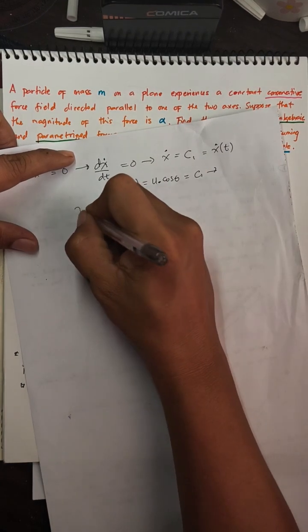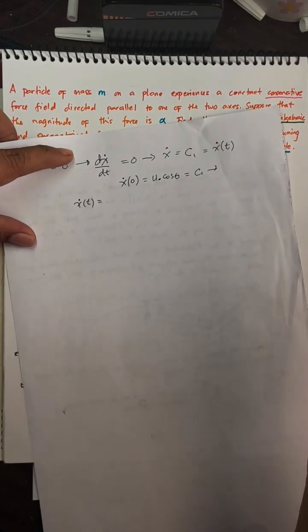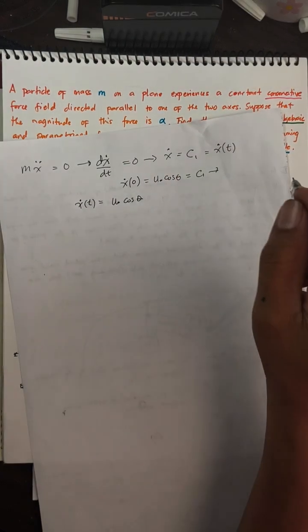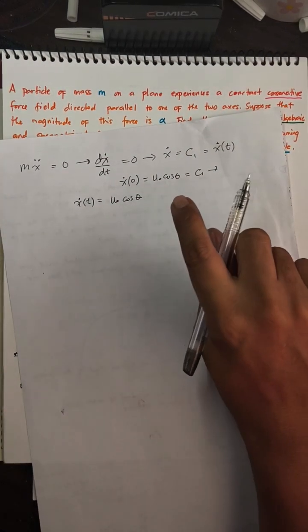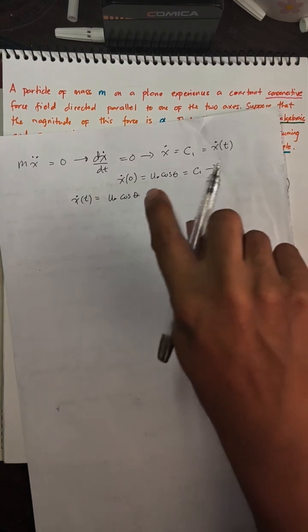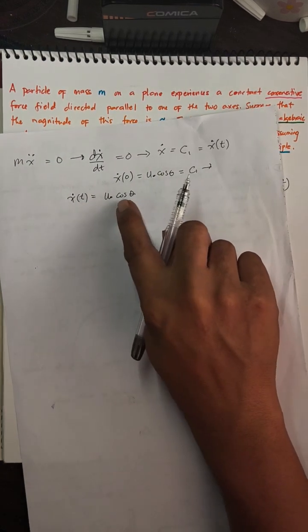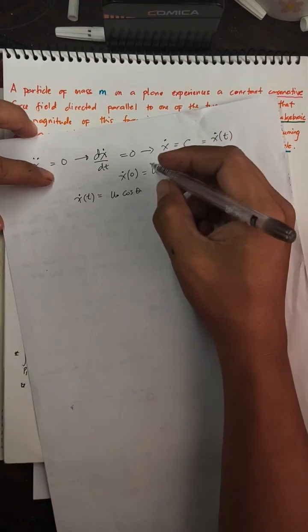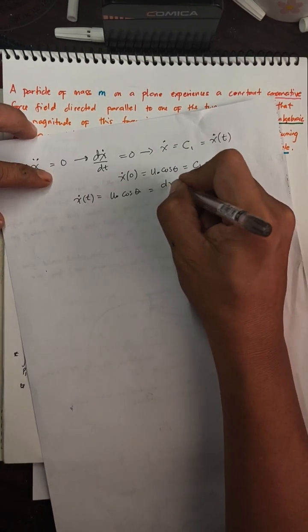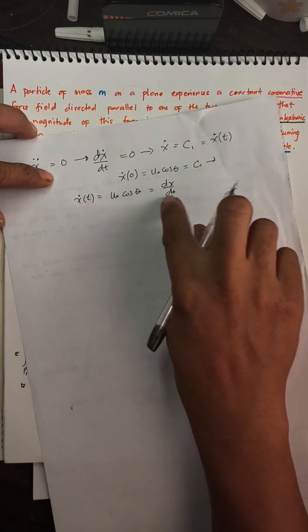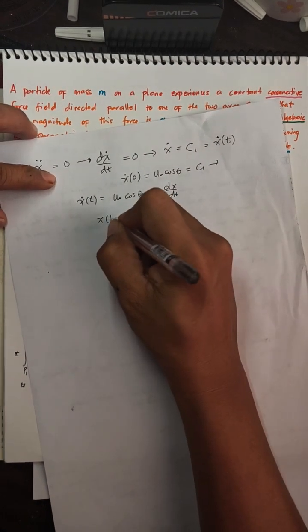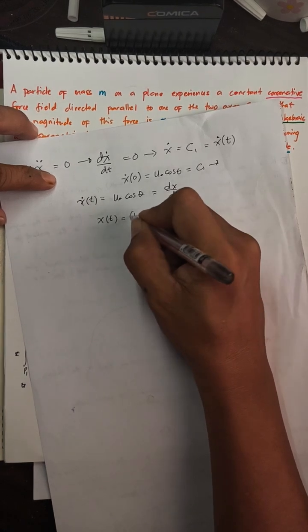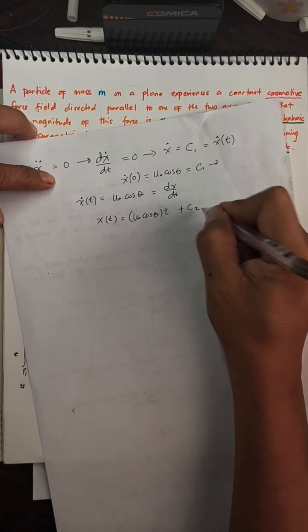So here, our x dot of t gives us u naught cosine of theta, meaning that it is constant all throughout. It doesn't change. The velocity in x is constant. It's not even a function of time. Since this is equal to dx over dt, we can directly integrate to find x of t. This will be equal to u naught cosine of theta times t plus c2.